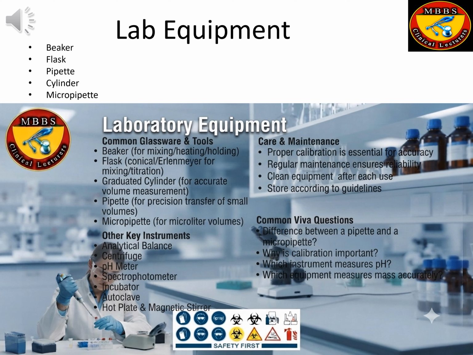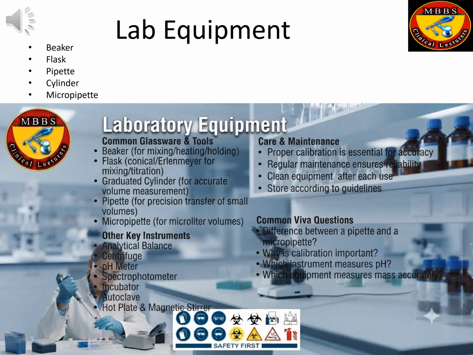Laboratory equipment. Laboratory equipment enables scientists to perform accurate experiments. A beaker is used for mixing, heating, and holding liquids. It provides approximate volume measurements. A flask, especially a conical, Erlenmeyer flask, is used for mixing solutions without spilling and is suitable for titration. A graduated cylinder measures liquid volumes more accurately than a beaker. A pipette transfers small liquid volumes with high precision.